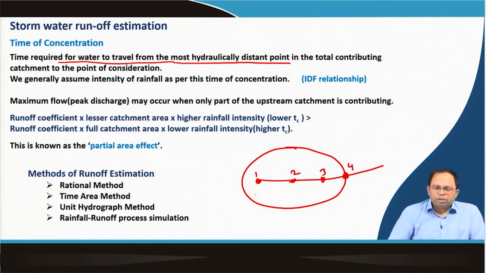What contributes to 1? Probably this is the area which contributes to 1. What contributes to 2? Probably this is the direct area which contributes to 2, and also water comes from this inlet, because all water goes from this catchment into this inlet. Similarly, the water also comes like this. The same happens over here.